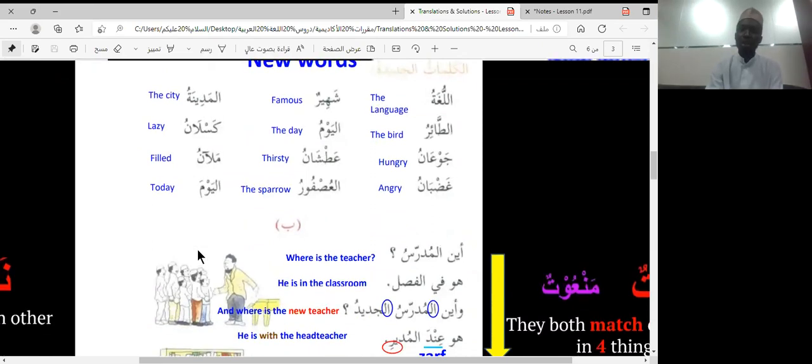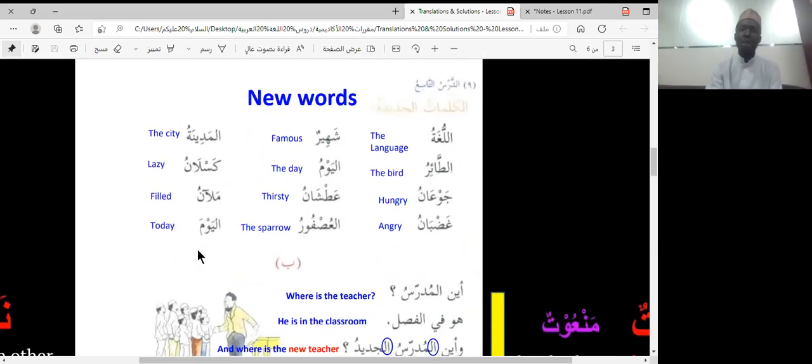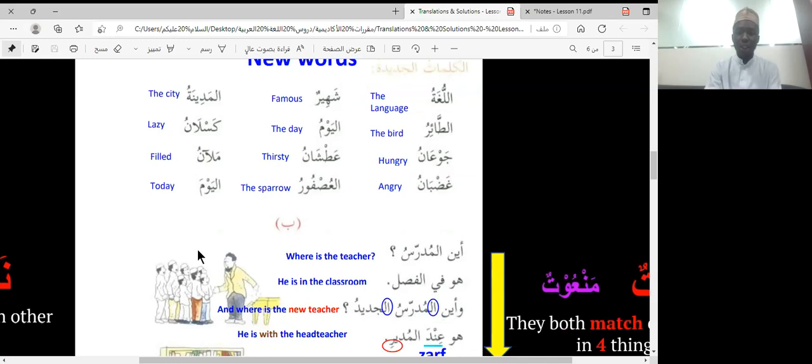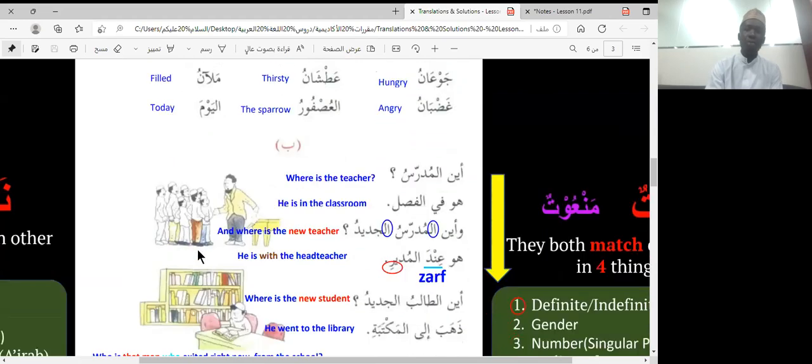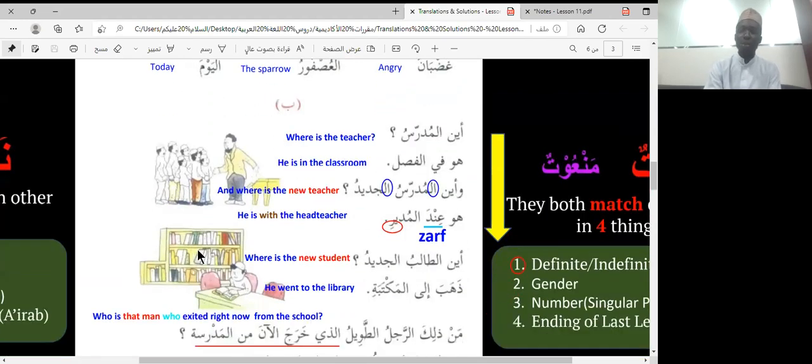We have new words. Al-lugha, the language. At-ta'ir, the bird. Jaw'an, hungry. Ghadban, angry. Shahir, famous. Al-yawm, the day. Atshan, thirsty. Al-'usfur, the sparrow. Al-madina, the city. Kaslan, lazy. Mal'an, filled. Al-yawm, today.